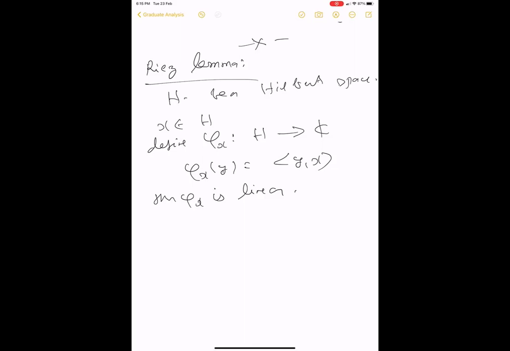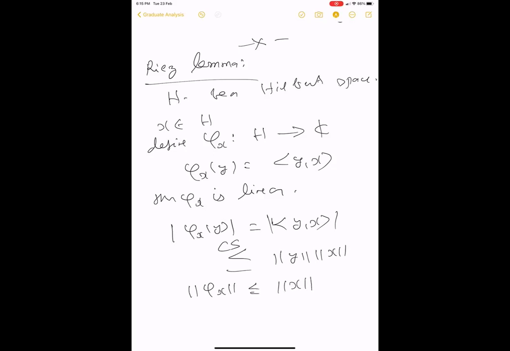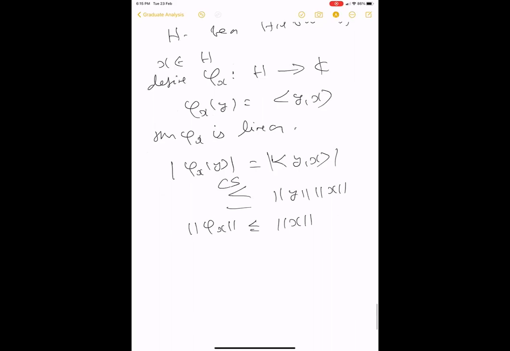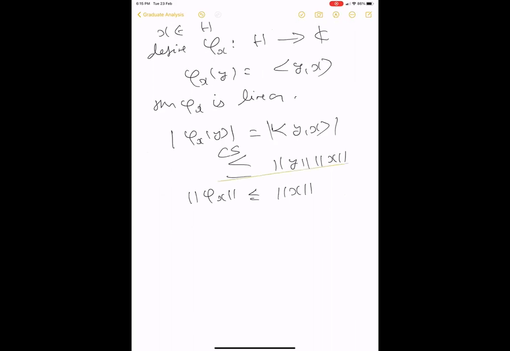And I want to show it's bounded also. It's a bounded linear functional. So |phi_x(y)| = |⟨y, x⟩|, and by the Cauchy-Schwarz inequality this is less than or equal to norm y times norm x. So the norm of phi_x is less than or equal to norm x. In particular, it's bounded.